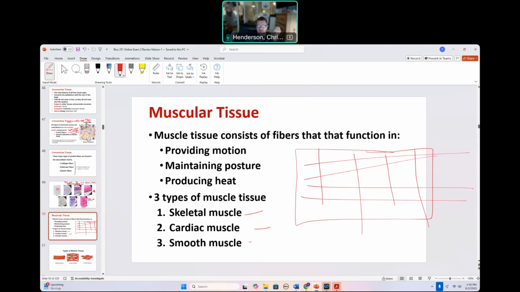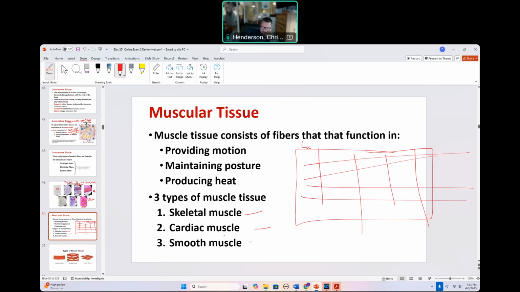So the first thing that you're going to put in is where is it located? Skeletal muscle is attached to the skeleton, to the bone. Cardiac, heart. Smooth muscle, around our organs. Function. Skeletal muscle helps us move, opens and closes orifices, allows us to breathe. What else does skeletal muscle do? Oh, it helps with glucose control.